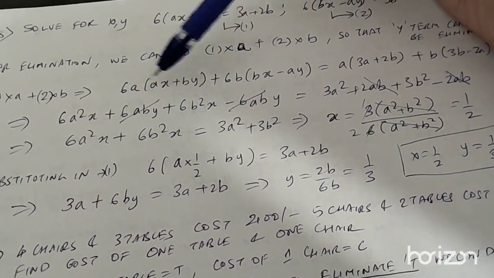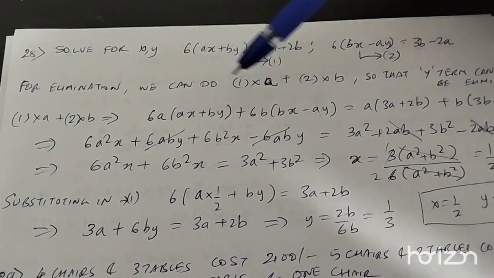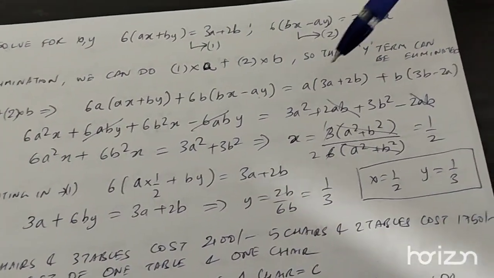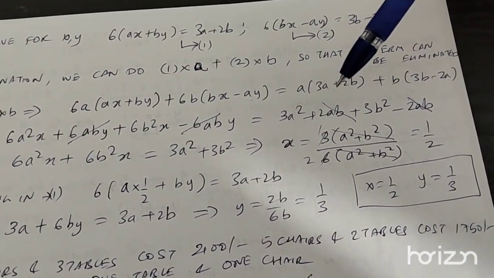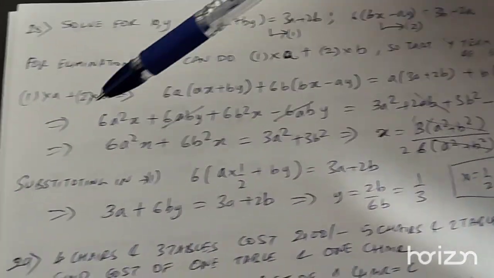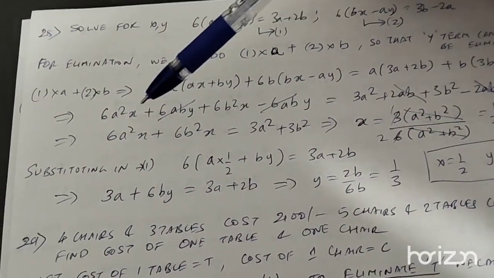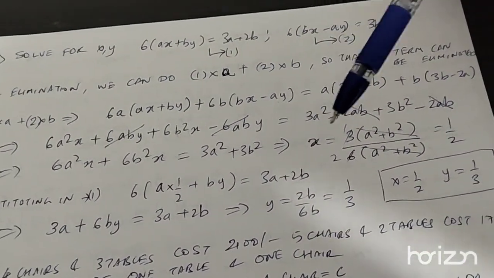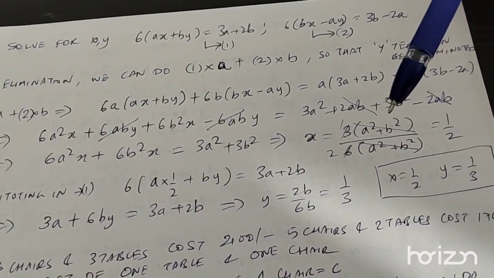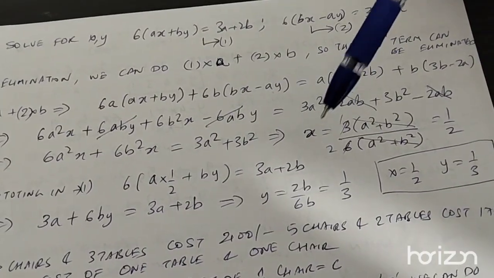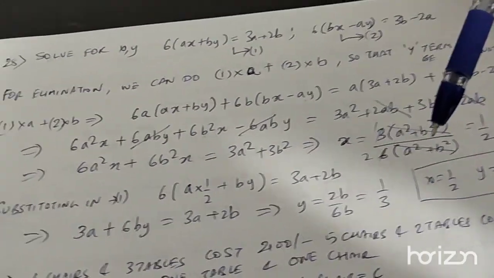6a squared x, 6aby, 6b squared x minus 6aby. Here the y term gets cancelled. a into 3a is 3a squared plus 2ab plus 3b squared minus 2ab. Simplifying, we get 6a squared x plus 6b squared x is equal to 3a squared plus 3b squared, or x is equal to 3 times (a squared plus b squared) divided by 6 times (a squared plus b squared). Cancel a squared plus b squared, cancel 3 with 6, and you get half. x is equal to half.